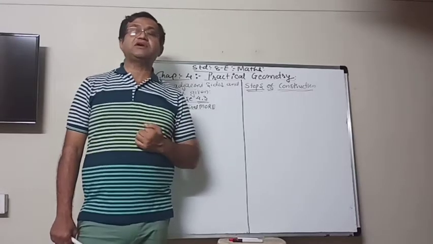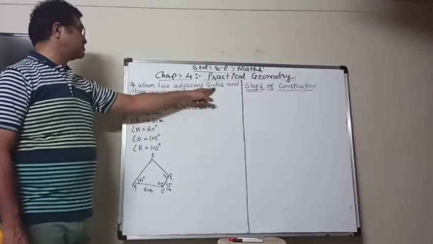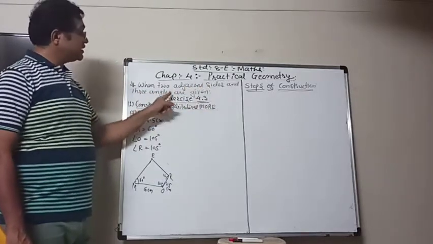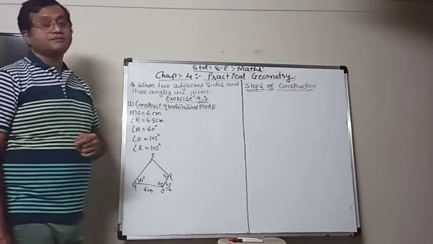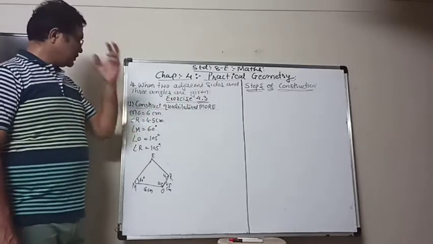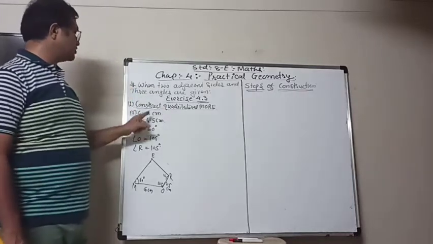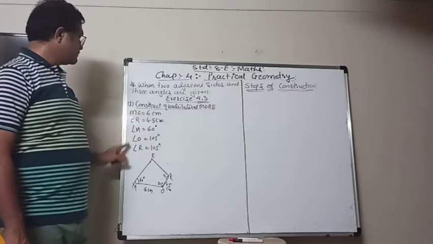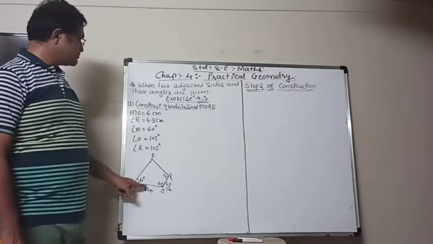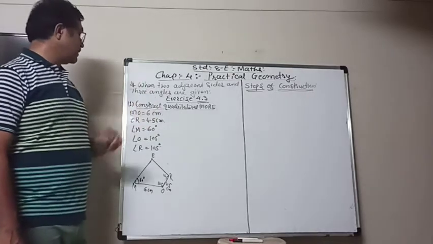Now here in the third one, there will be two adjacent sides and three angles given. So we have to draw the unique quadrilateral from the two sides, which will be adjacent sides, and the three angles that will be given.